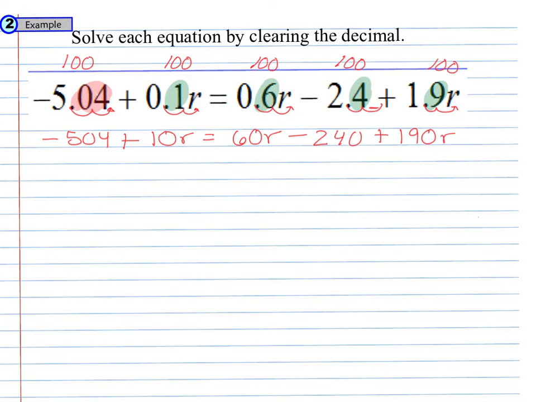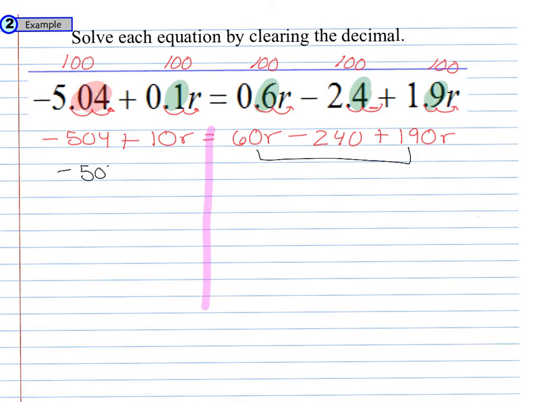Once you have got rid of all your decimals, then locate your equal sign and see if there are any like terms. We have no like terms on the left side, but we have like terms on the right side, the 60r and the 90r. So we know that we're going to actually combine those eventually. So I'm going to write the left side.